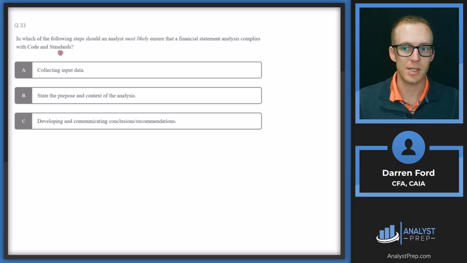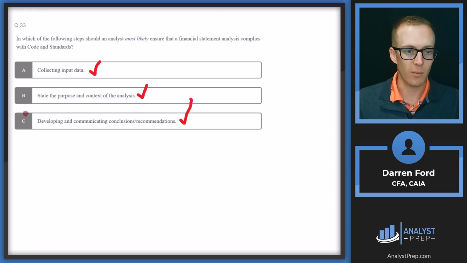In which of the following steps should an analyst most likely ensure that a financial statement analysis complies with code and standards? So we've got A, collecting input data, B, stating the purpose and context of the analysis, or C, developing and communicating conclusions and recommendations. So all three of these are going to be important to ensure that we're doing good financial statement analysis.